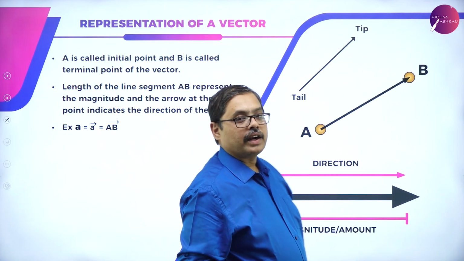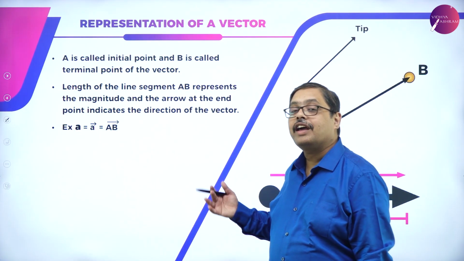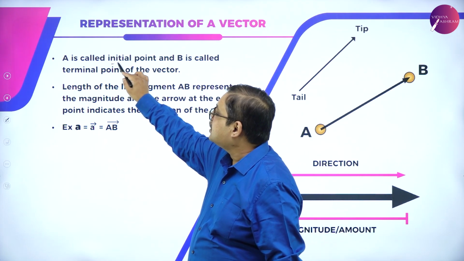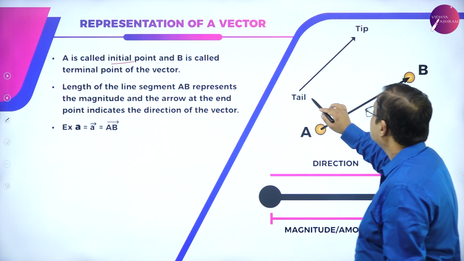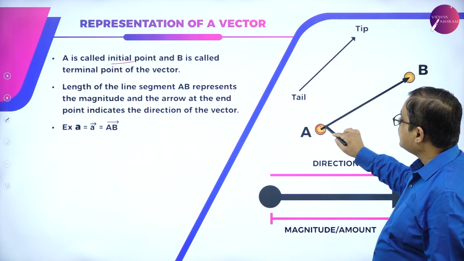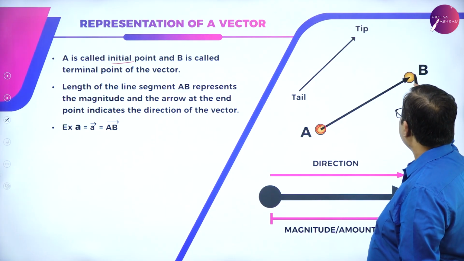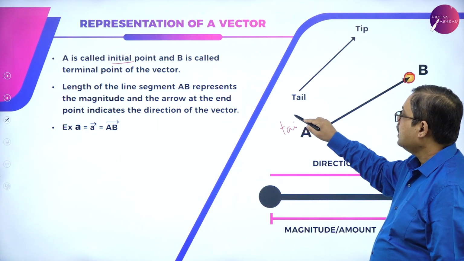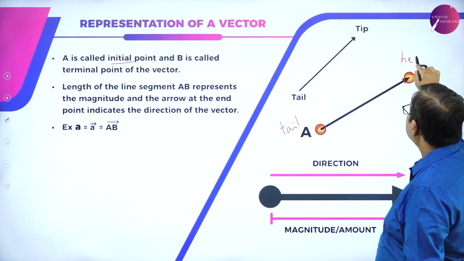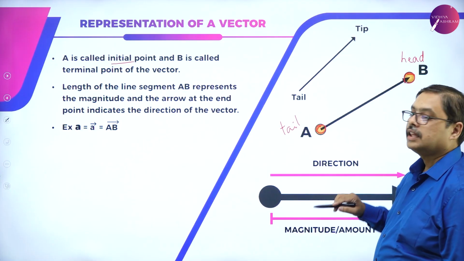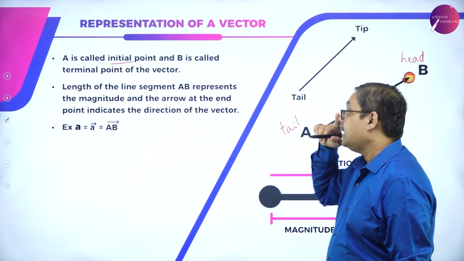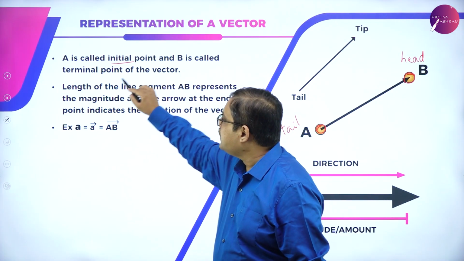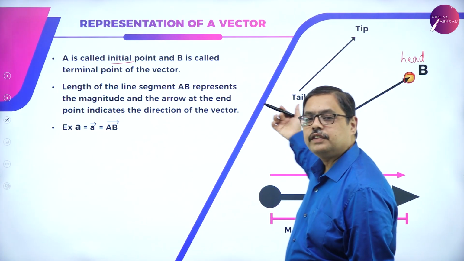How to represent a vector? You are saying it is a vector. How do I write a vector? Okay. A is called the initial point. See, I have drawn a line here. A is the initial point, B is the terminal point. I can also call A the tail and B the head. So, A is called the initial point and B is called the terminal point of this vector.